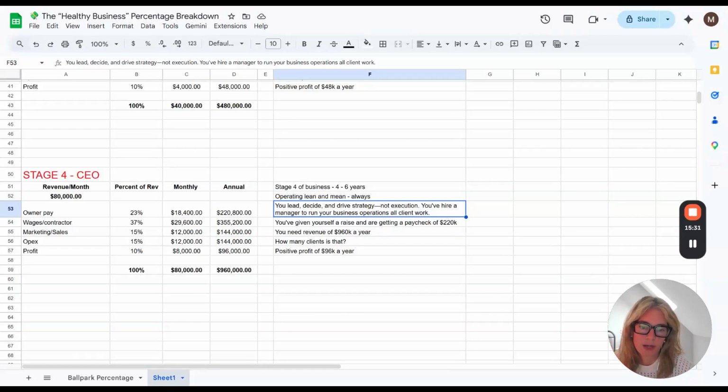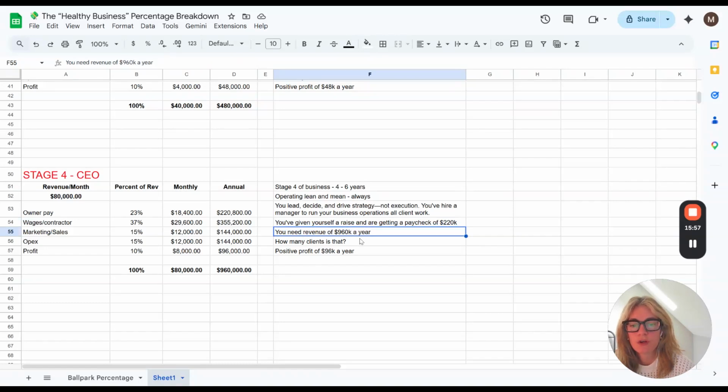So that means you're not doing any client work. You are up here. You hire a manager to run your business operations, manage your employees, and all client work. So this is a really exciting stage because you are really kind of hands off on the day-to-day. You've given yourself a raise. Again, of course, you're a CEO, you need a raise. So now you're making $220,000 a year. You need revenue of $960,000 a year to hit this.